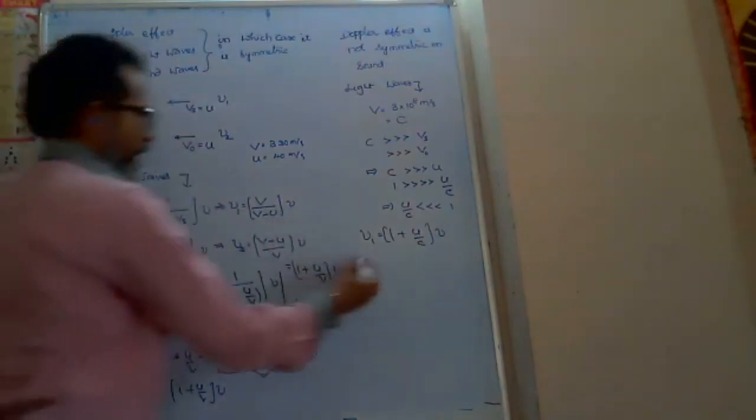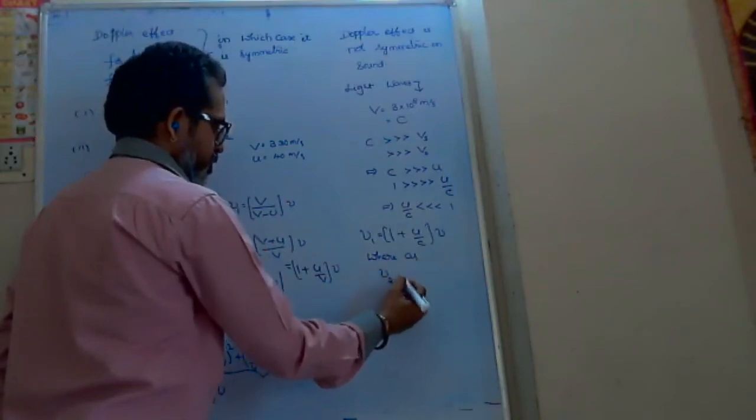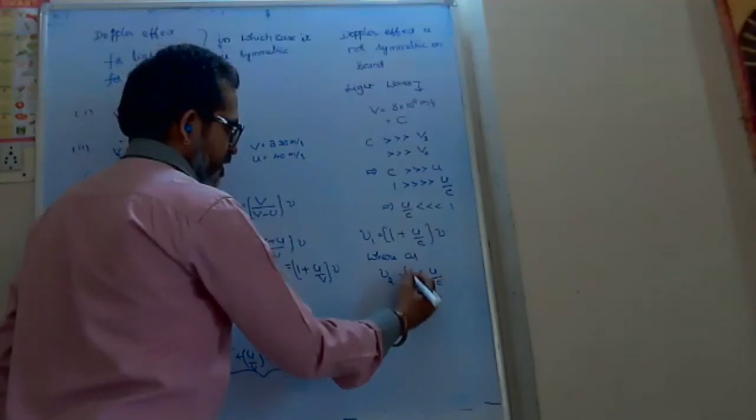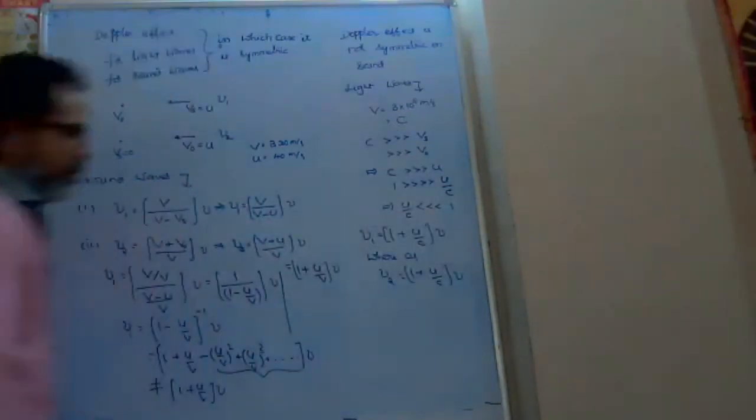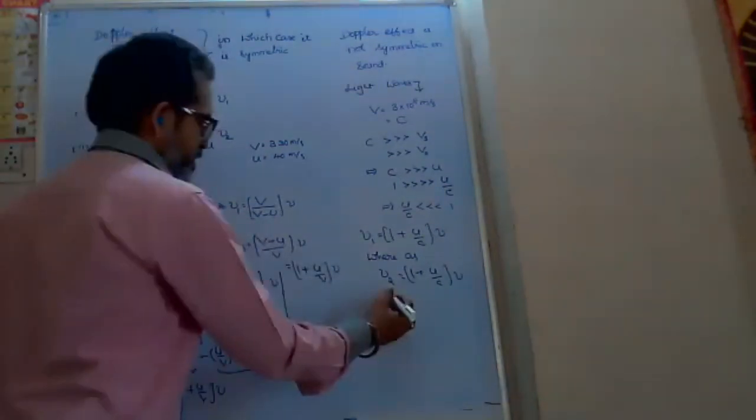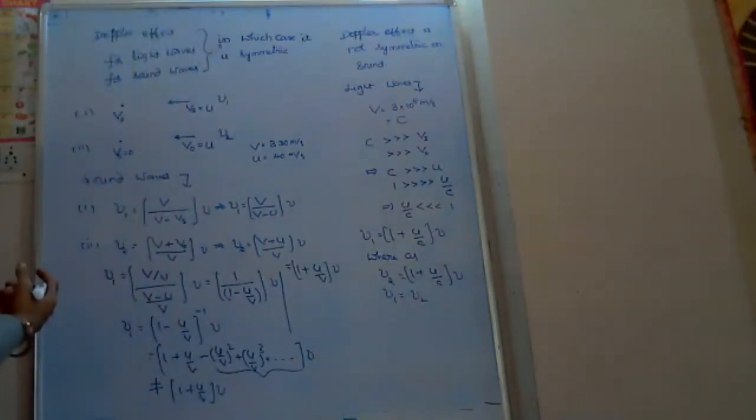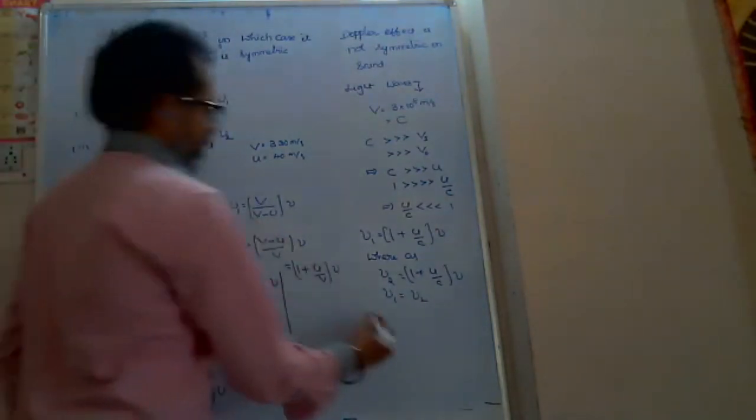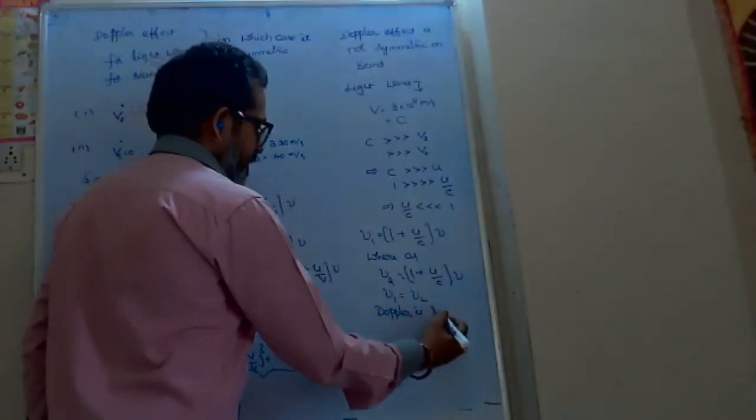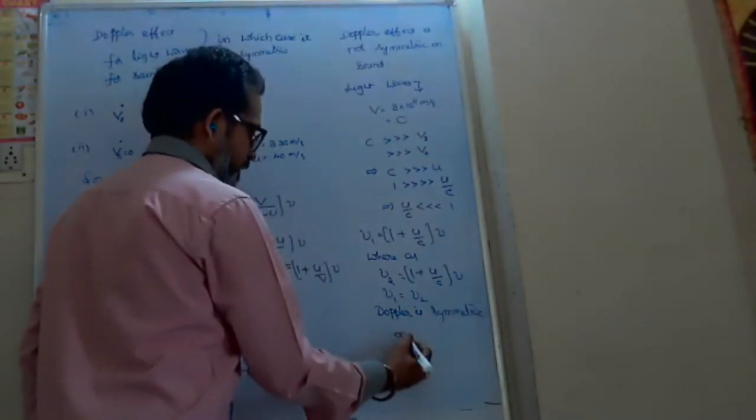Already nu2 I got, nu2 equals (1 plus U by C) into nu. Nu1 equals nu2 means both are equal. Equal means symmetric or asymmetric? Symmetric, sir. That's why the conclusion: Doppler effect is symmetric in light.